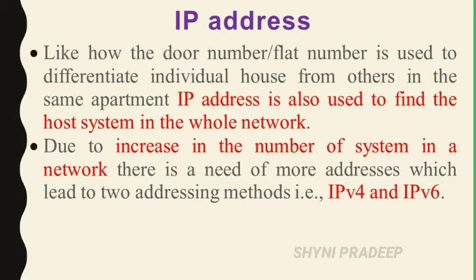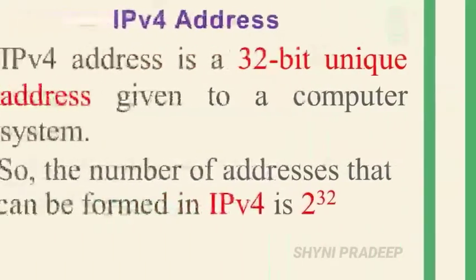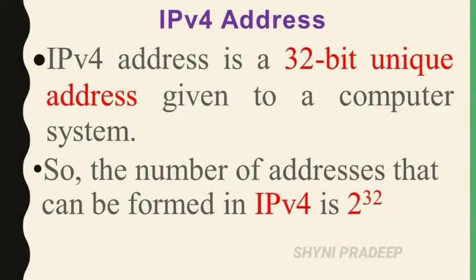There are two addressing methods available: IPv4 and IPv6, IP version 4 and IP version 6. The IP address is divided into two methods. What are they? IPv4 and IPv6. First, let us see about the IPv4 address, IP version 4 address. This is a 32-bit unique address given to a computer system. So the number of addresses that can be formed in IPv4 is 2 power 32.